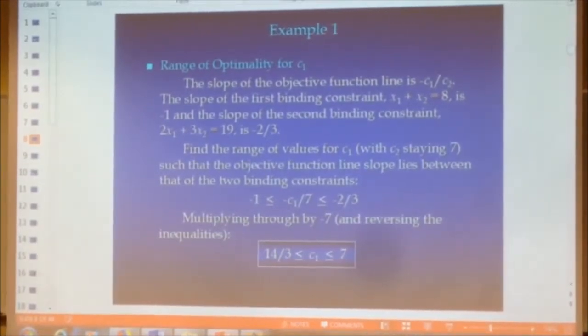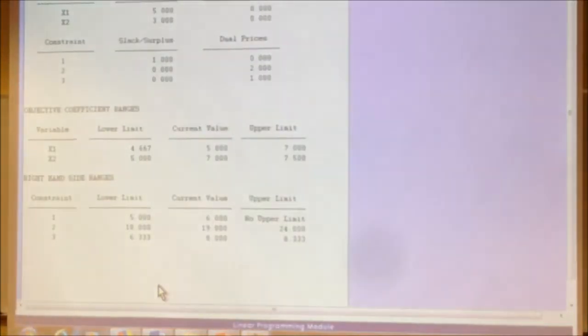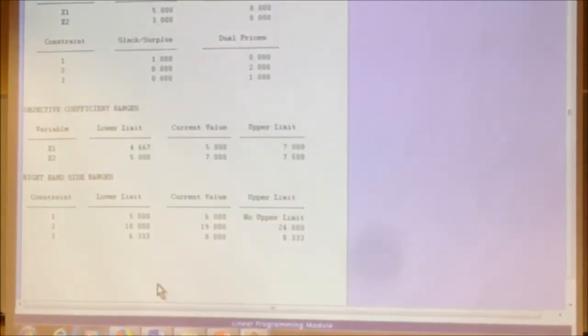You ready? Next. We're going to, right here, sunk costs and relevant costs.